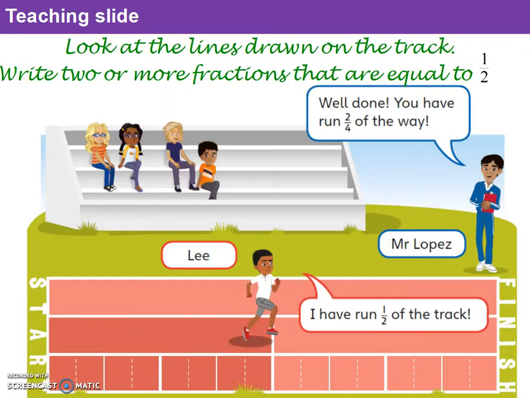So in answer to question 1B, look at the lines drawn on the track, write 2 or more fractions that are equal to 1/2. Well, we know that 1/2 is the same as 2/4, which was also the same as 4 eighths. And we can also, if we look at that very bottom lane, we can see that it's chopped into 16 parts, and we can work out that it is also the same as 8/16. So using our running track, we can see that 1/2 is the same as 2/4, is the same as 4/8, is the same as 8/16 to answer question 1b.